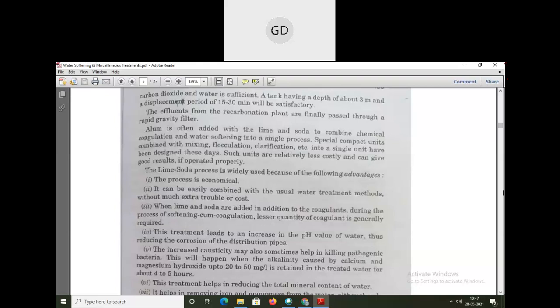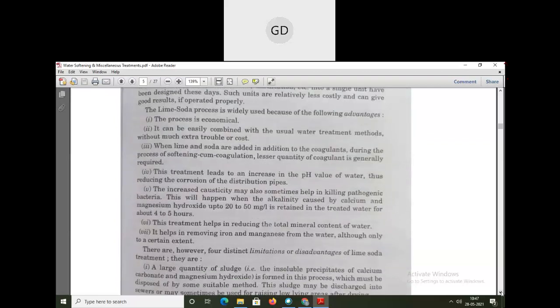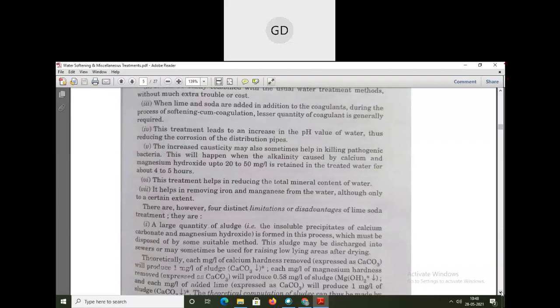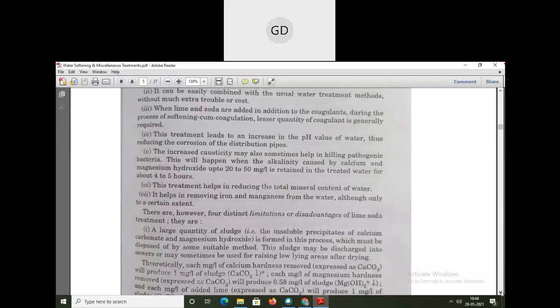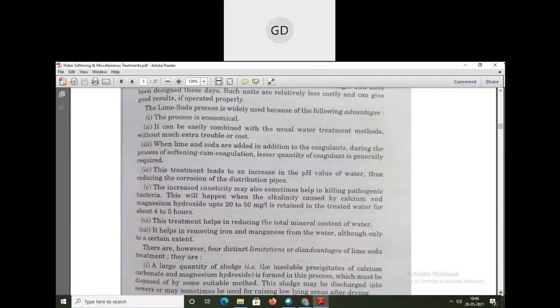This treatment also helps in reducing the mineral content of the water, and it also helps in removing the iron and manganese from the water. So these are the advantages of using the lime and soda process in the water.